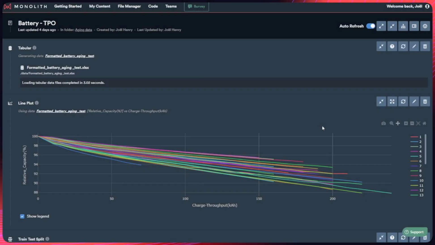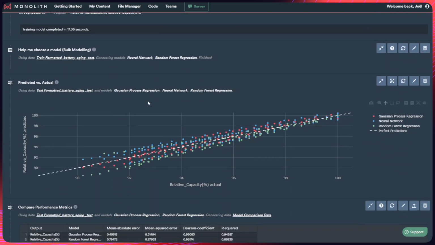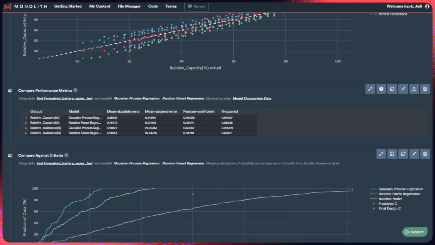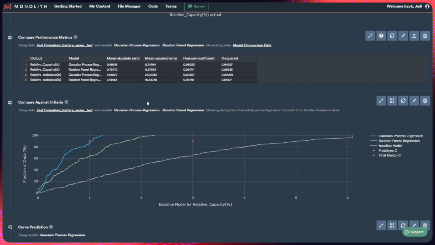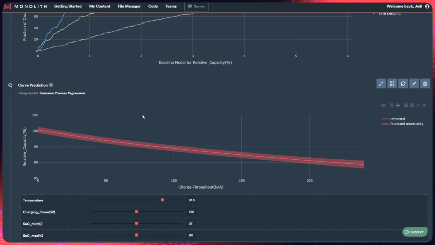In this notebook, we're looking at battery aging data that was produced in the scope of a collaboration between Mercedes and University of Ulm. So we've started by loading the data and exploring it. Then we trained a few different models and we evaluated these models to identify which model was the best and the most accurate for our data.